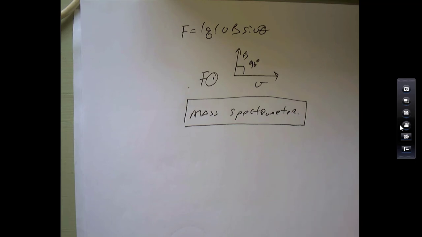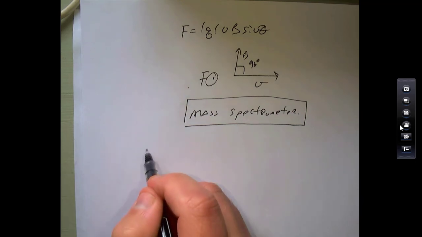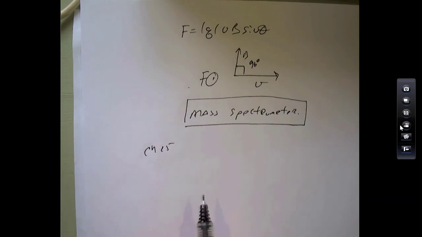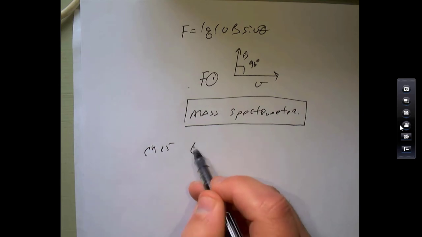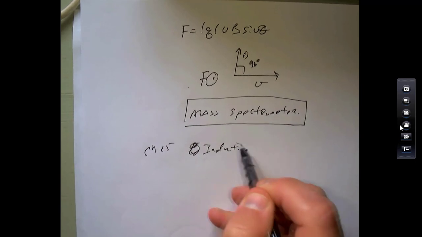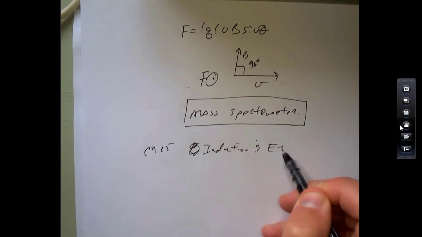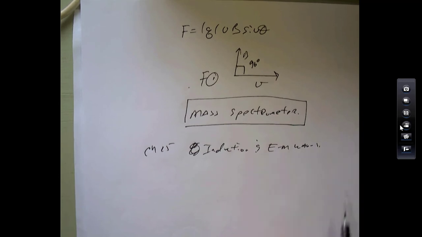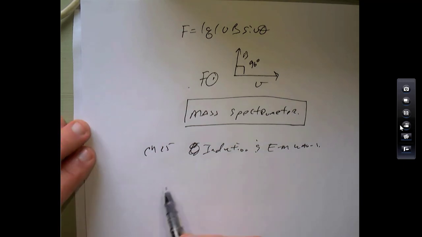And then a little bit of Chapter 25 actually made its way into the second test. So Chapter 25 is called Induction and EM Waves. So induction, that's Faraday's law. A changing magnetic field produces an electric field. Going along with that is Lenz's law. Lenz's law is the part that made it onto the second test.